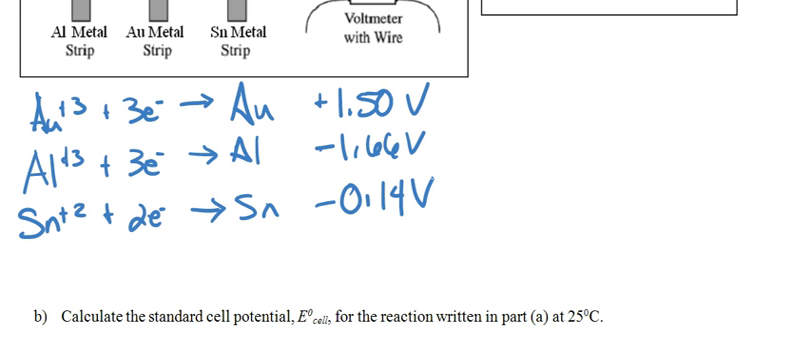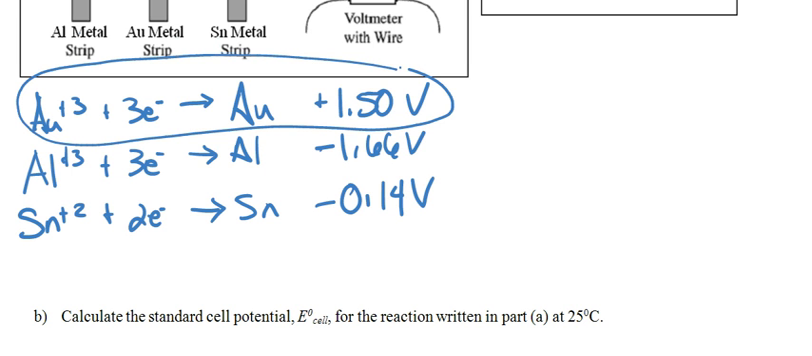Alright, so hopefully you said that this is going to be the thing that's reduced. The most positive we're going to keep as our reduction reaction. And then we're going to eliminate the middle of the road guy. We want to keep the most negative. Okay? So what we're going to do is we're going to oxidize the aluminum metal, and we're going to reduce the gold plus 3. Okay? So let me go ahead and clear those off.